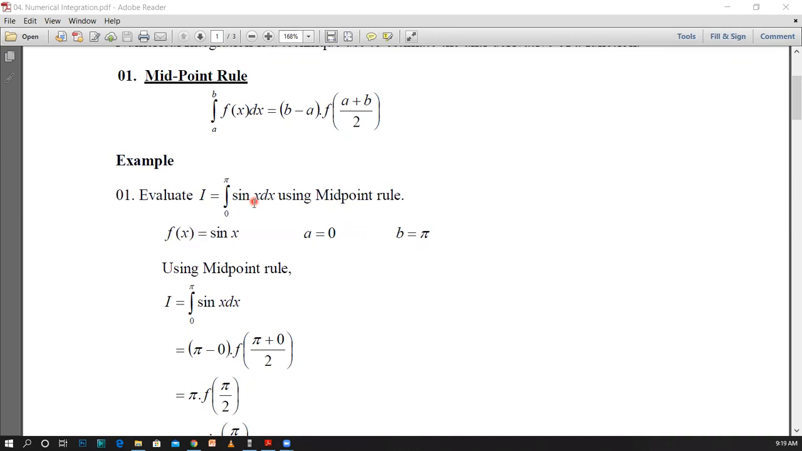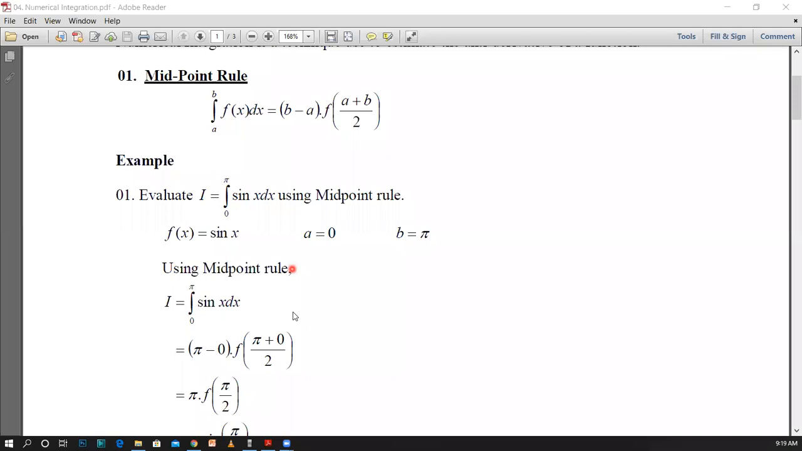This is the function we are having, and then we have to identify the lower limit of the integral and the upper limit of the integral. Always the lower limit is denoted by a and the upper limit is denoted by b. Then you can identify the values: f(x) is sin x. According to this problem, the lower limit is 0, and 5 is the upper limit. Therefore, it is the value for b.